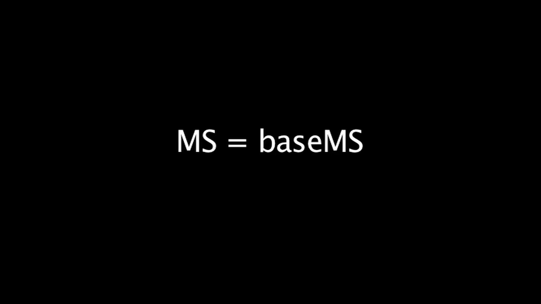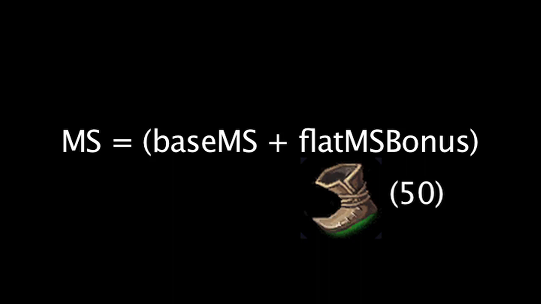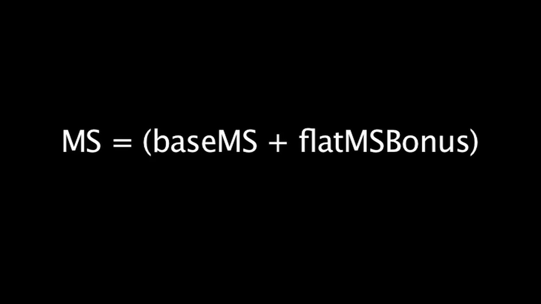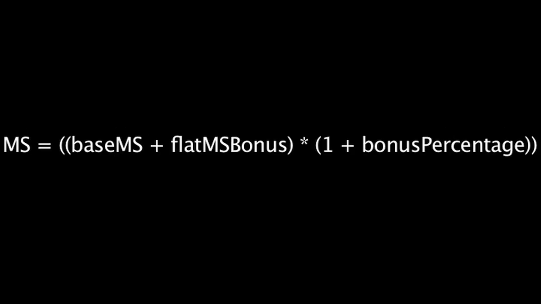Because of this, there is an equation that is used in order to change a champion's movement speed based on the events that happen in the game. Movement speed is calculated using the following formula. A champion's movement speed is equal to their base movement speed plus any flat movement speed bonuses they have, such as the 50 movement speed granted by the Boots of Speed item, or the 310 movement speed granted by Kennen's Lightning Rush ability.